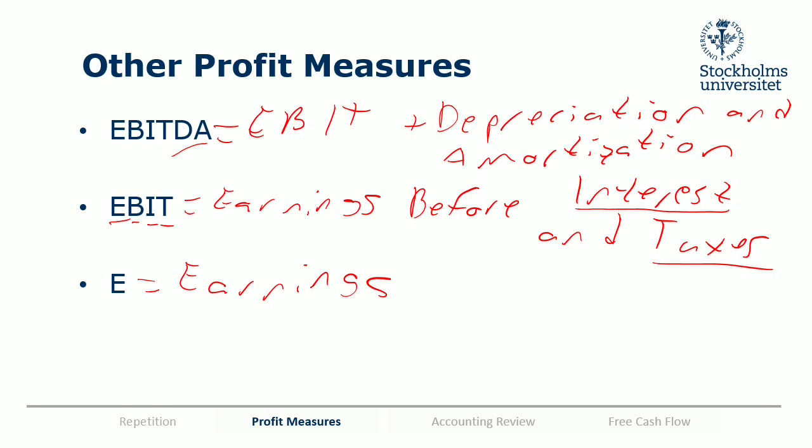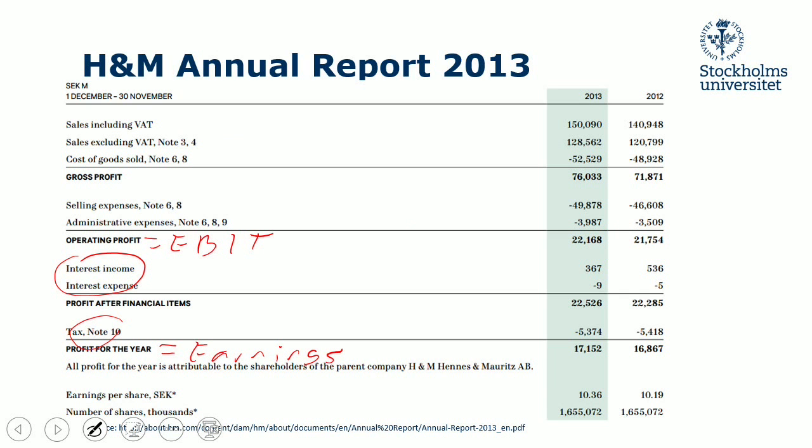So it's earnings before interest, taxes, depreciation and amortization. And here you can't really see the depreciation and amortization in this annual report, but it would be somewhere above EBIT anyway.